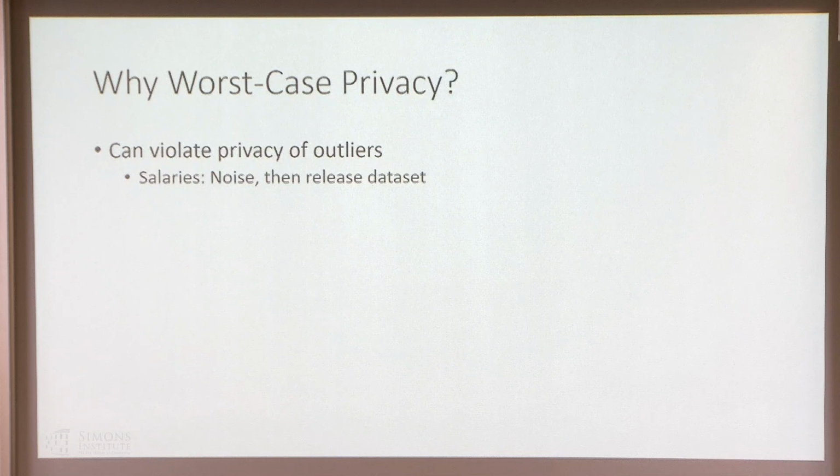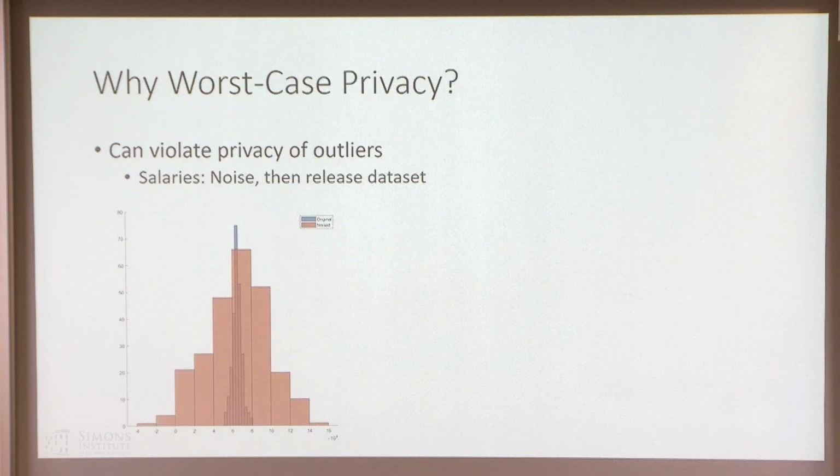So let's take a look. Here I generated a bunch of numbers which are centered at $65,000, which is perhaps a salary. And you can see that I noised it. And now this noised data set, believe me when I say it's private in this case at least. And it looks like, sure, this is noised.